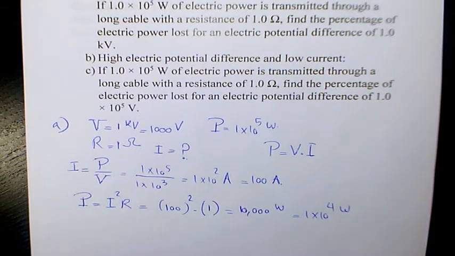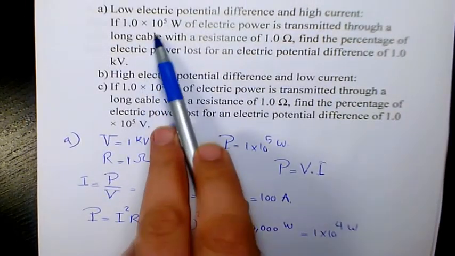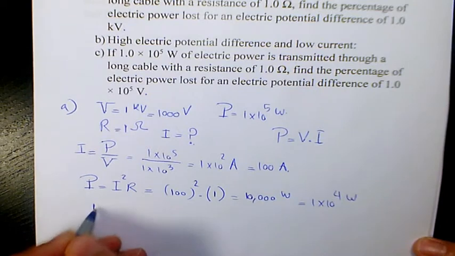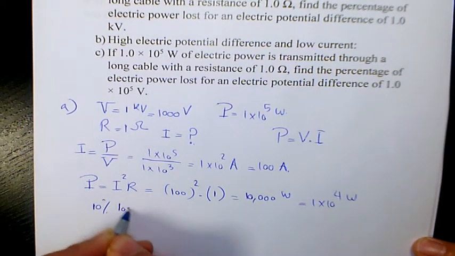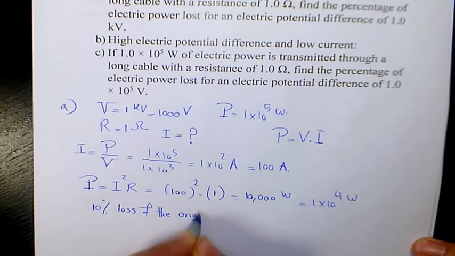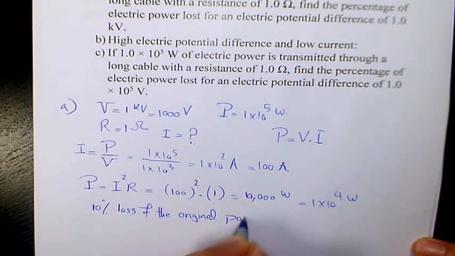So if you compare it with the original electric power, which was 1 times 10 to the power of 5, it means that that's 10% of it. So we have 10% loss of the original power.